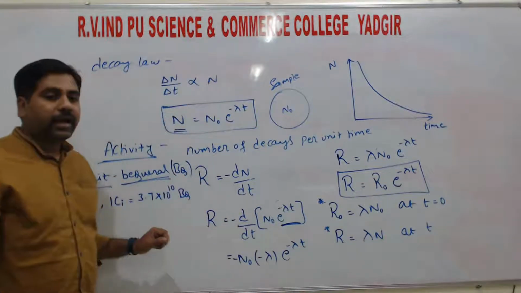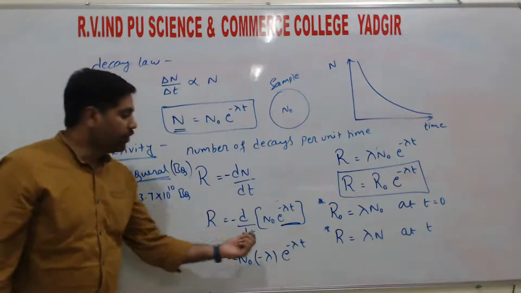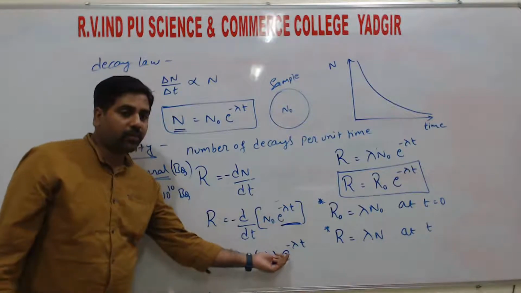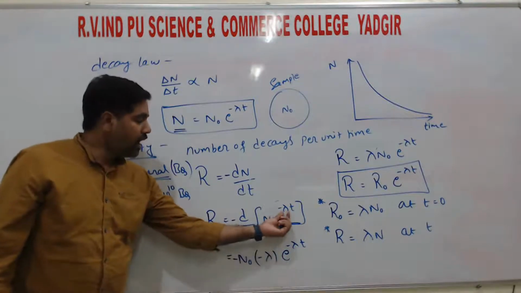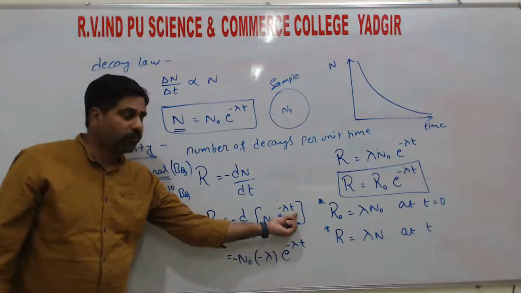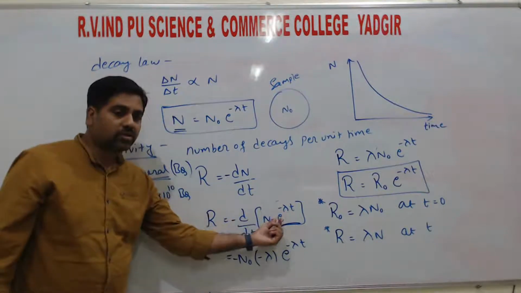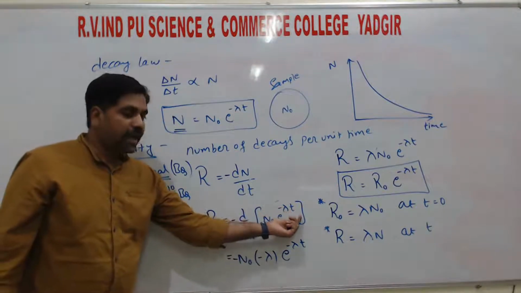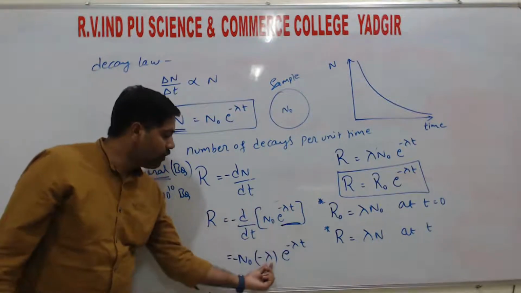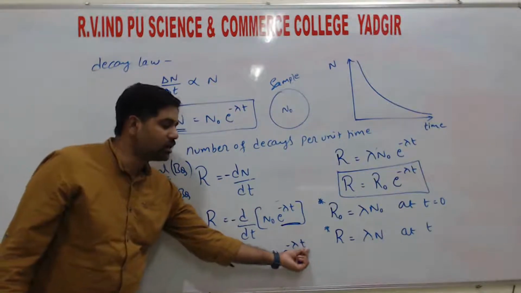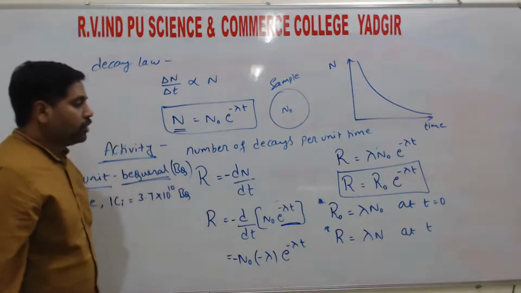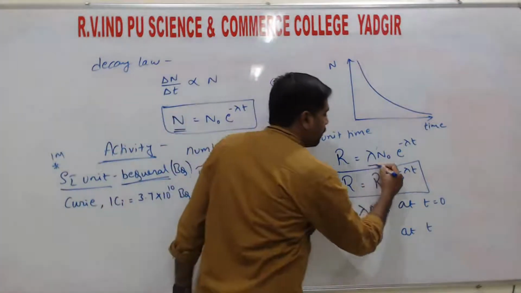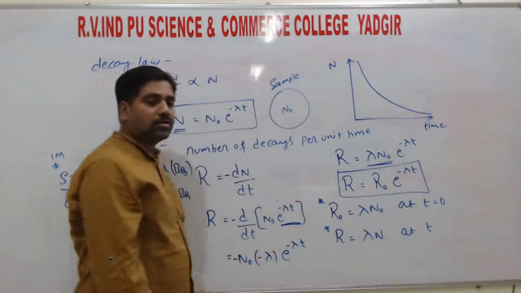So e to the power of x, if we differentiate e to the power of x, we get e to the power of x. So here we have it in the form of e to the power of ax. So the derivative of e to the power of ax is a into e to the power of ax, right? So the a value is minus lambda, giving minus lambda into e to the power of minus lambda t, right? Here this value lambda is constant and n naught is also constant.